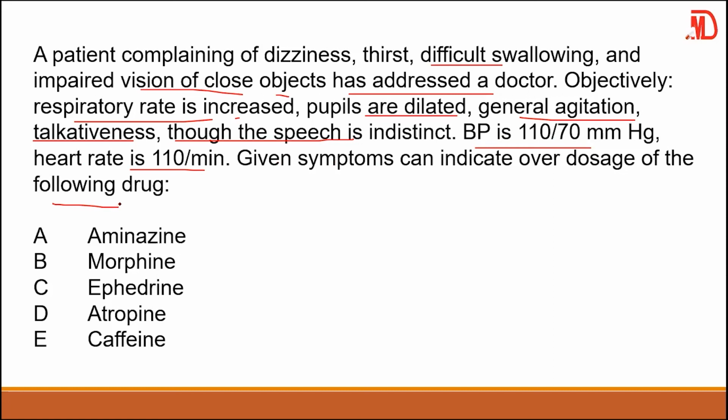So again, we're having dizziness, thirst, vision impairment, dilated pupils, increased respiration, agitation, talkativeness, indistinct speech, and so on. And usually we are looking for atropine sulfate. The normal function of atropine is to treat bradycardia. So maybe the person had bradycardia, and they gave the atropine injection. That will increase everything.